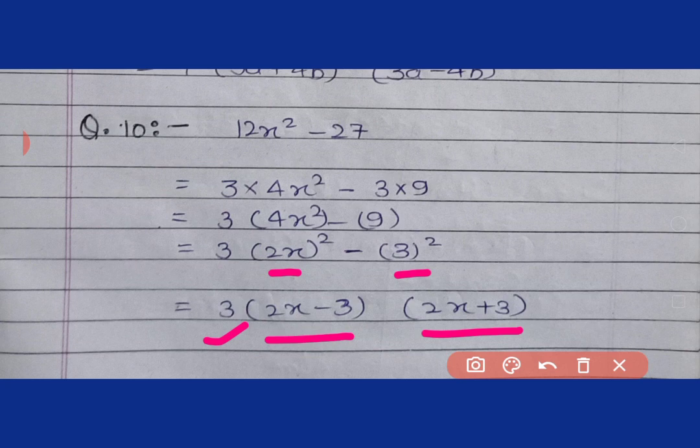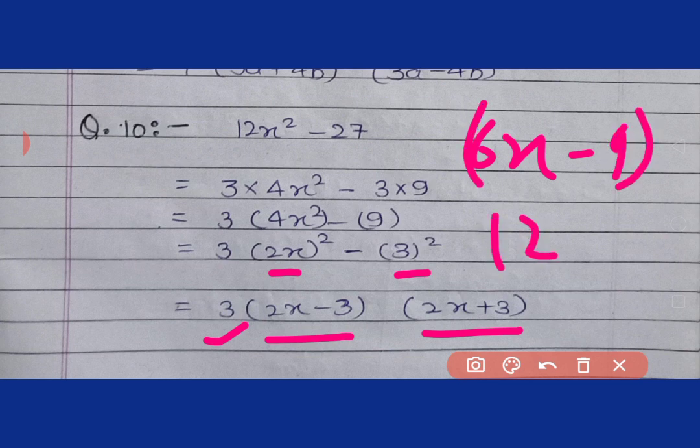Either you can multiply it with the first bracket also, as sometimes it can give the answer 6x minus 9 and 2x plus 3. This is also a correct answer.